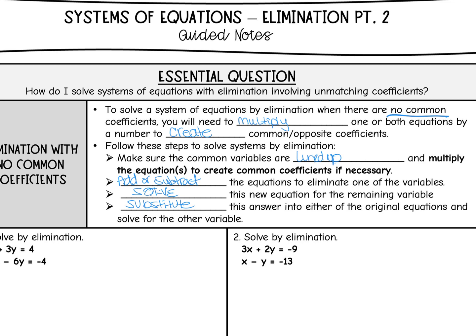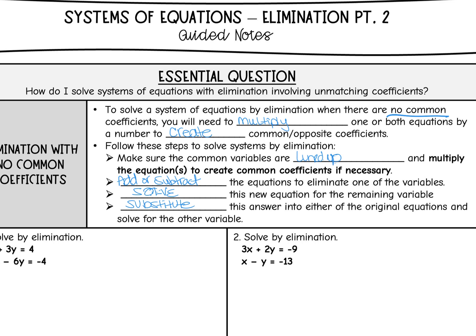we first need to multiply one or both of the equations by a number to create common or opposite coefficients. Okay. Once we do that, we're going to need to follow the following steps. The first, just like we did yesterday, is make sure that both of our equations are lined up or stacked. Okay, we want to make sure that our x's are over our x's and our y's are over our y's. It's all about organization when we are looking at solving with elimination.